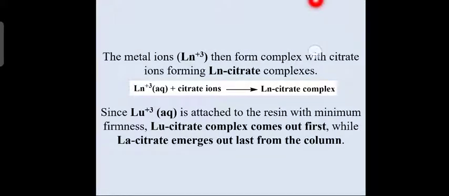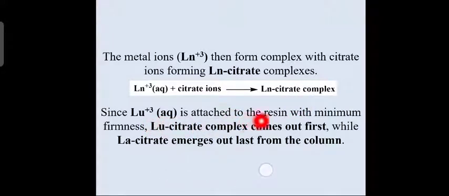The metal ions of the lanthanide series then form complexes with the citrate ions. So the lanthanide ions formed in the previous equation will combine with the citrate ions, because you are adding citrate ions also as an eluting agent, for elution or washing. So the lanthanide ions combine with citrate ions to form the lanthanide citrate complex. So a complex is formed.